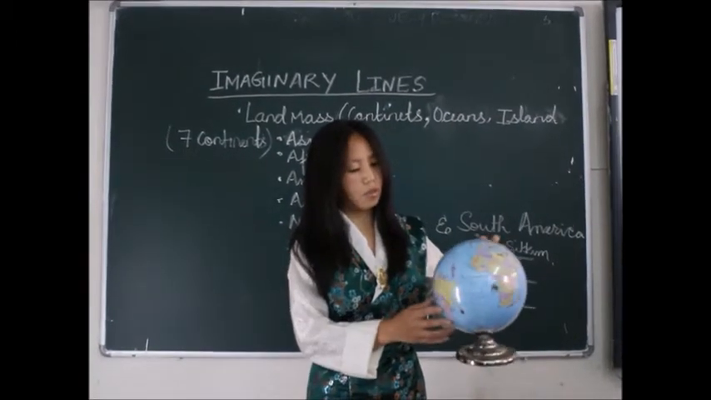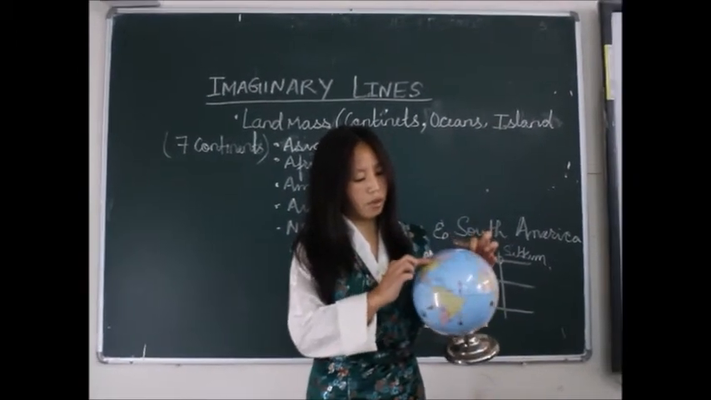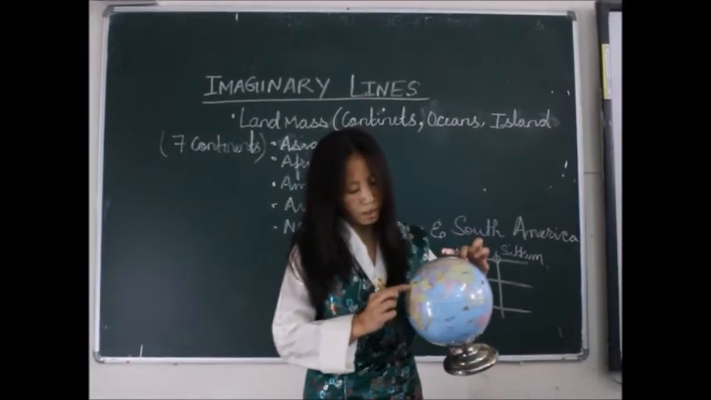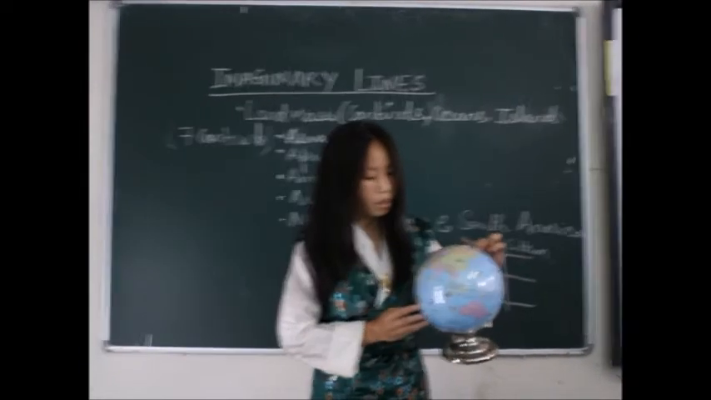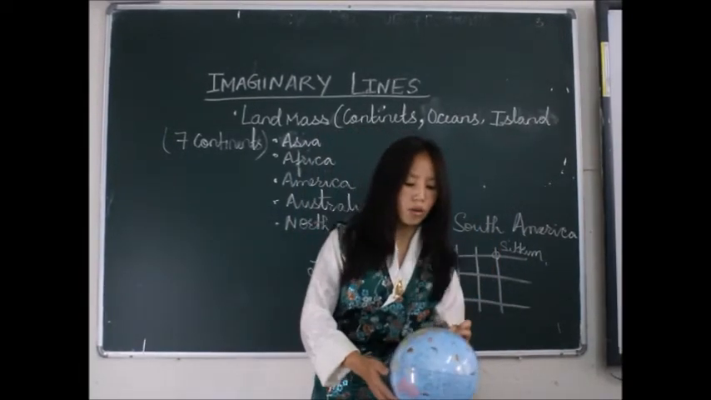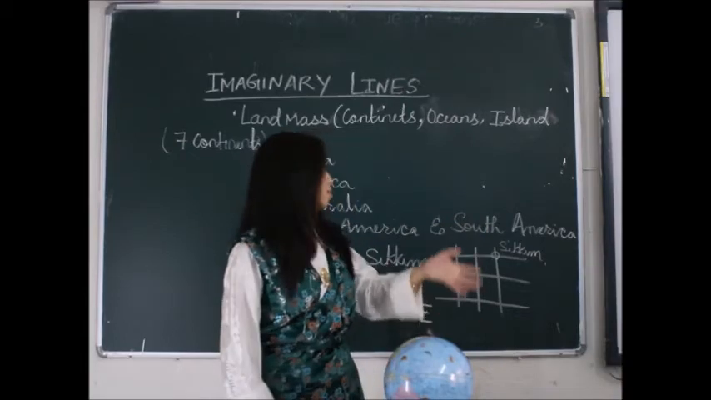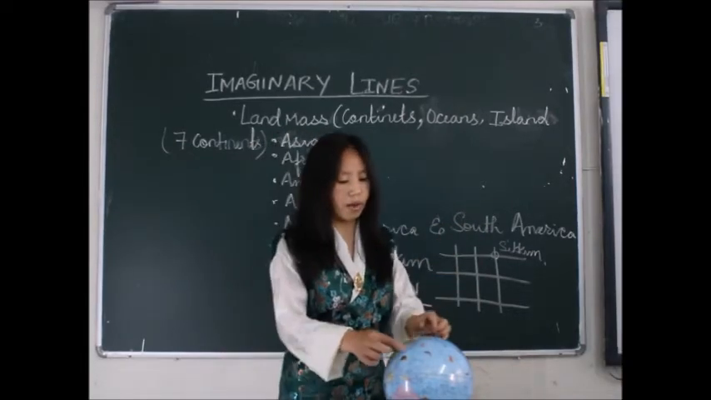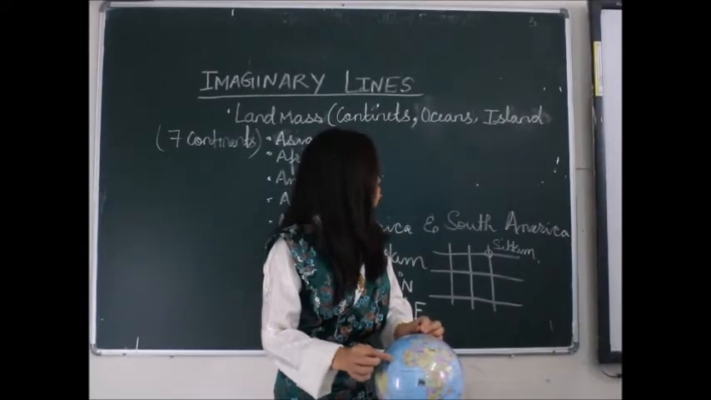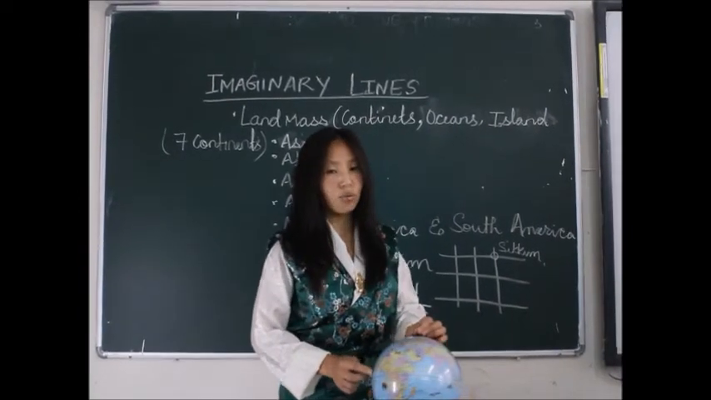So if you could see, this is North America, South America. These are the land masses. Africa, and Asia is there. So these are the land masses. Not only land masses, there are oceans. We have oceans, the Indian Ocean, the North Atlantic Ocean, so many oceans. And islands also we have.